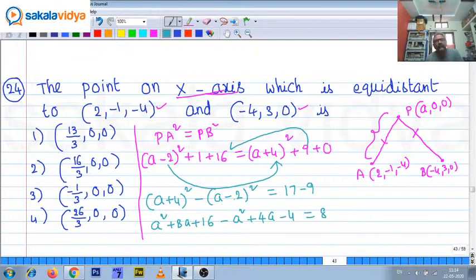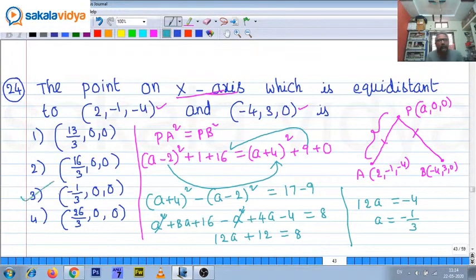Actually we get here a square minus 4a plus 4, minus is there. So a square gets cancelled. 12a plus 12 equal to 8. Now 12a equals to, we have minus 4. A equals minus 1/3. That means third option is the right option. Minus 1/3, 0, 0. So that means here coordinates becomes minus 1/3, 0, 0. This is the required point.